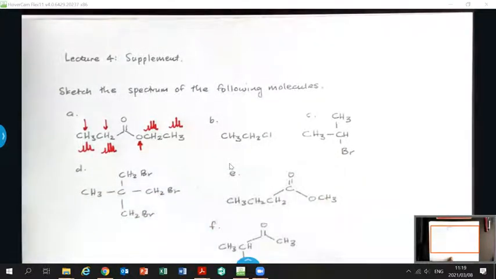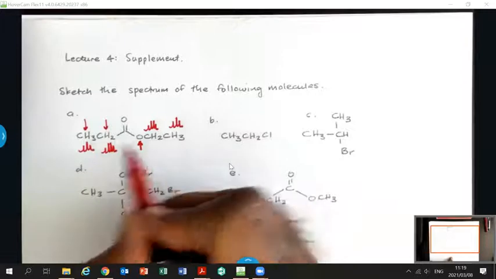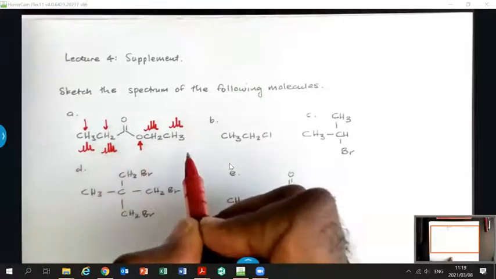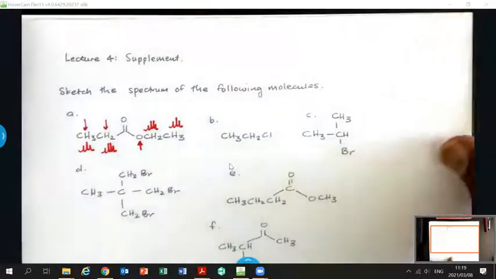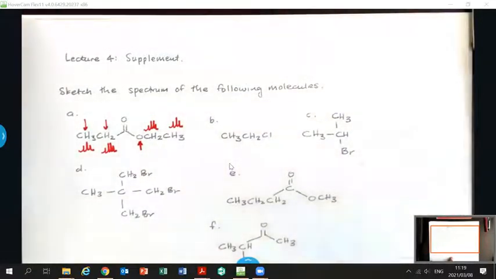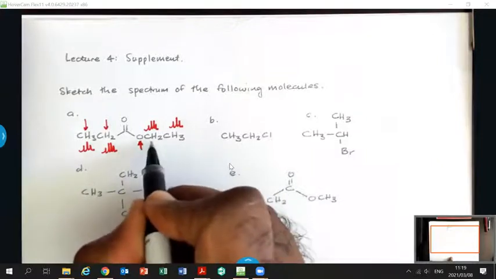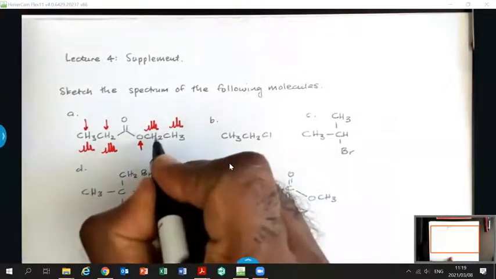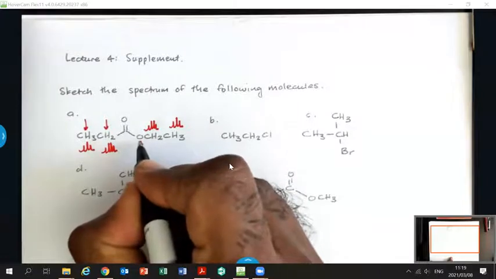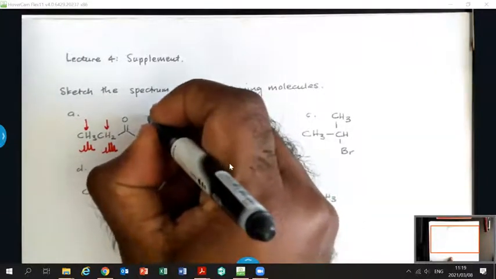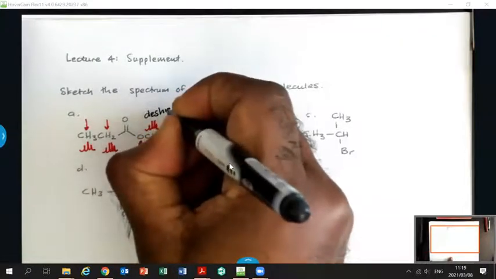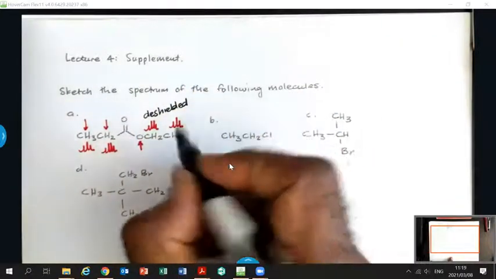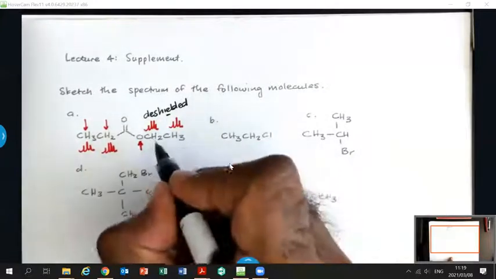So if I look at the 2 triplets and the 2 quartets, the next thing I'm going to look at is where in the spectrum between 0 and 10 these signals appear. So I'm going to ask now whether each of these resonances is going to be shielded or deshielded, and which is going to be more shielded and deshielded. If I look at this CH2, that's a quartet. This hydrogen is bonded to this carbon that's directly bonded to the oxygen. So this is going to be the most deshielded that you find here.